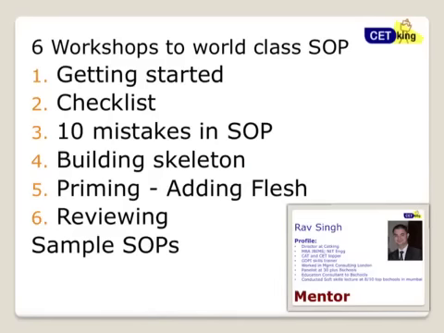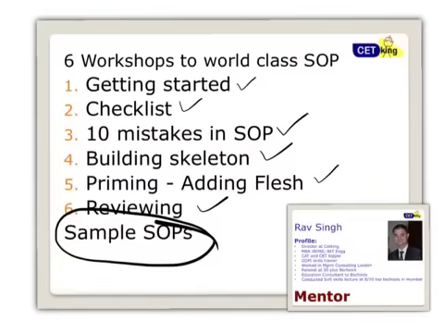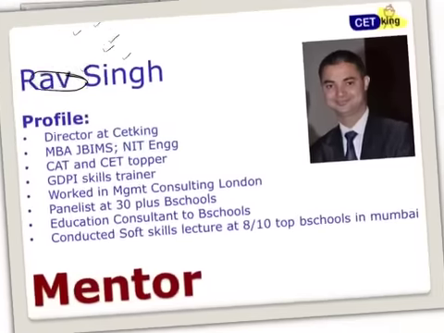These are the 6 workshops which I normally conduct for the SOP, right from getting started, the first workshop, to the checklist. Number 3, 10 mistakes in SOP. Number 4, building a skeleton. Number 5, priming, and last is reviewing the SOP. After that, I will walk through a few sample SOPs which are available in your login ID so that you can understand what I'm talking about and try to copy them as an essay.